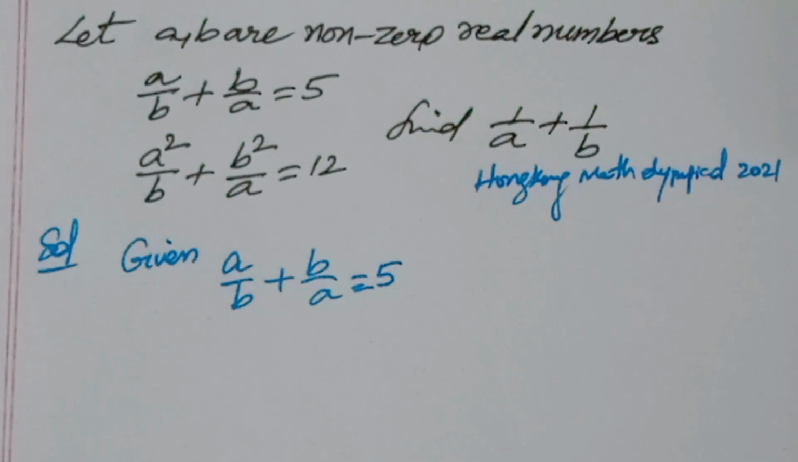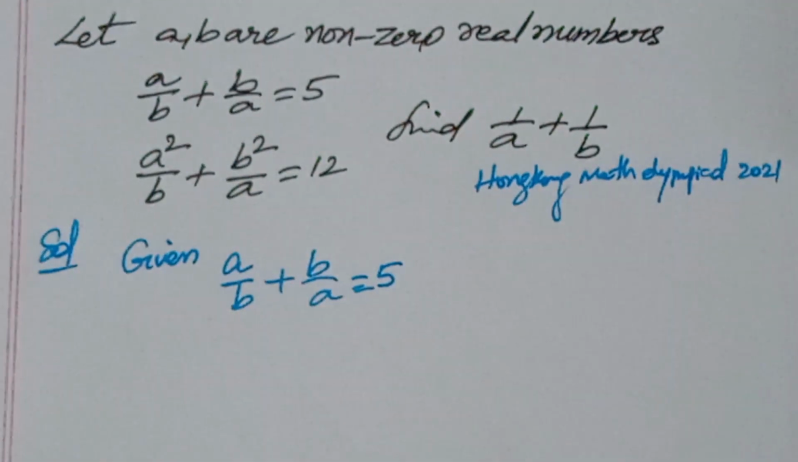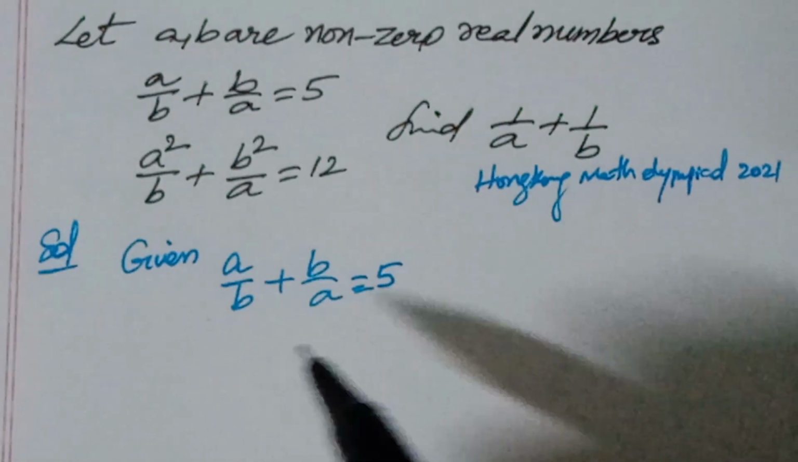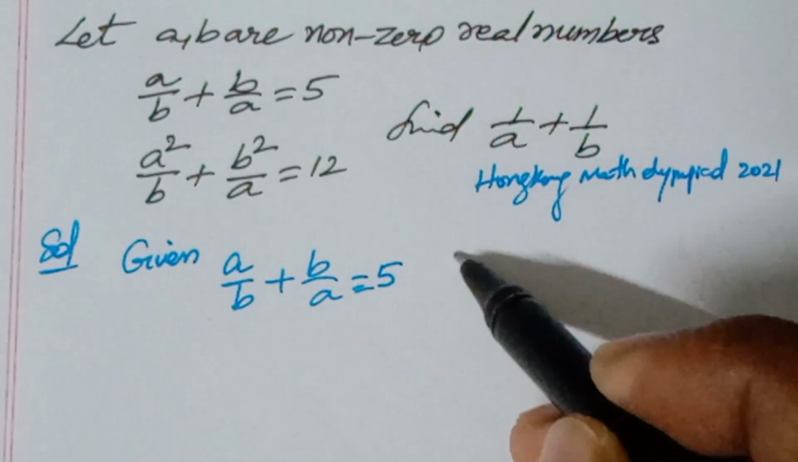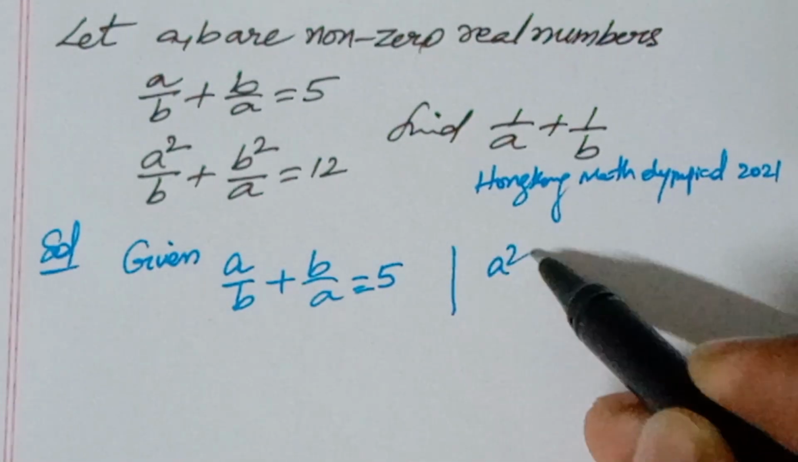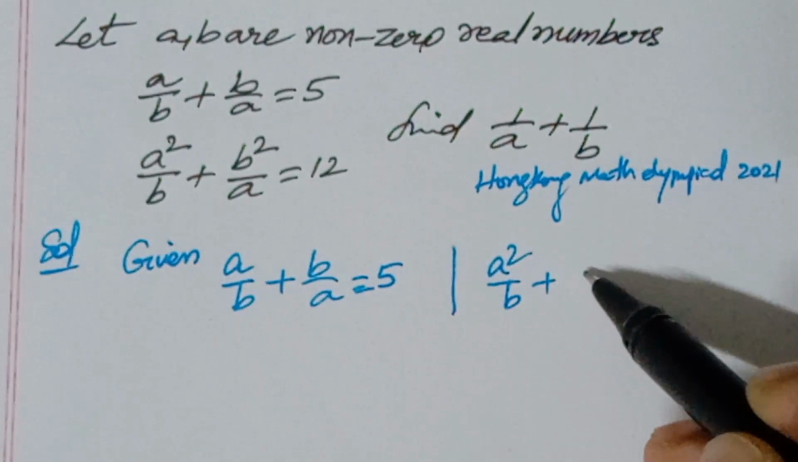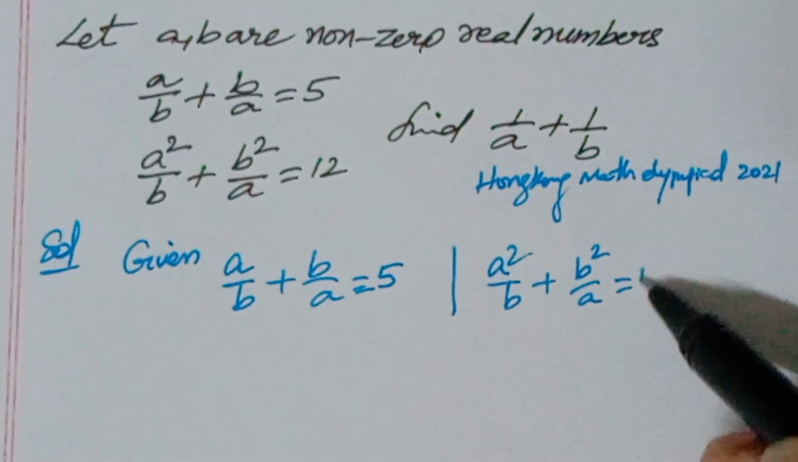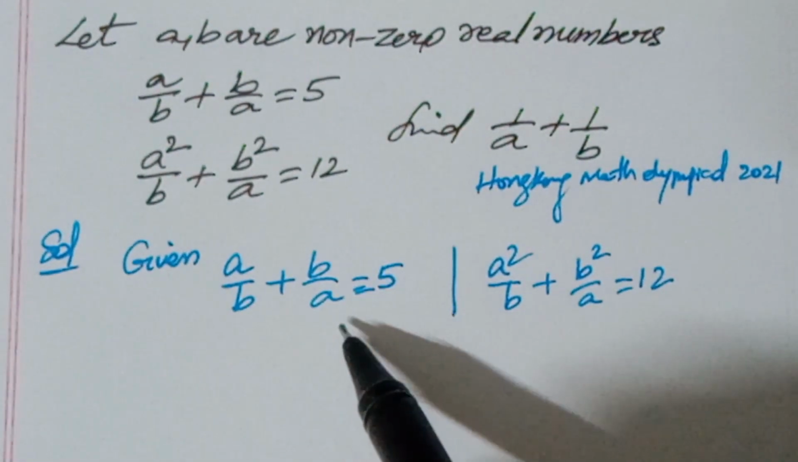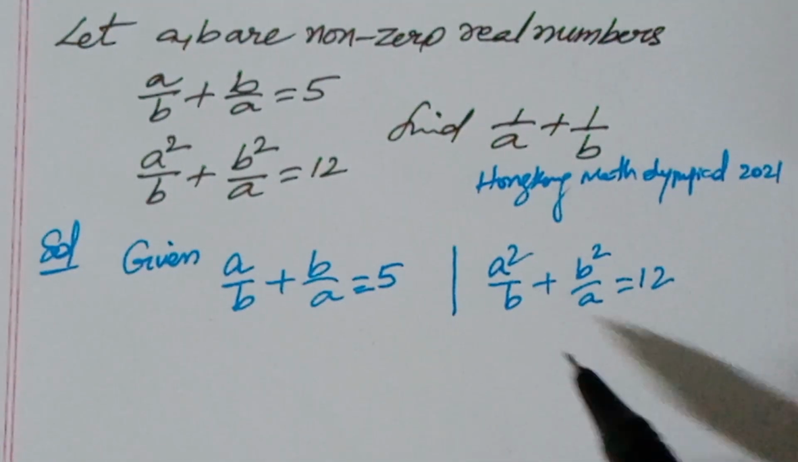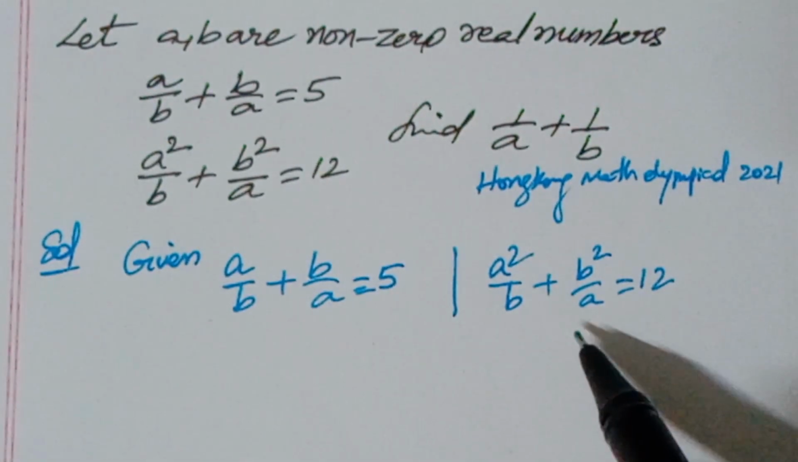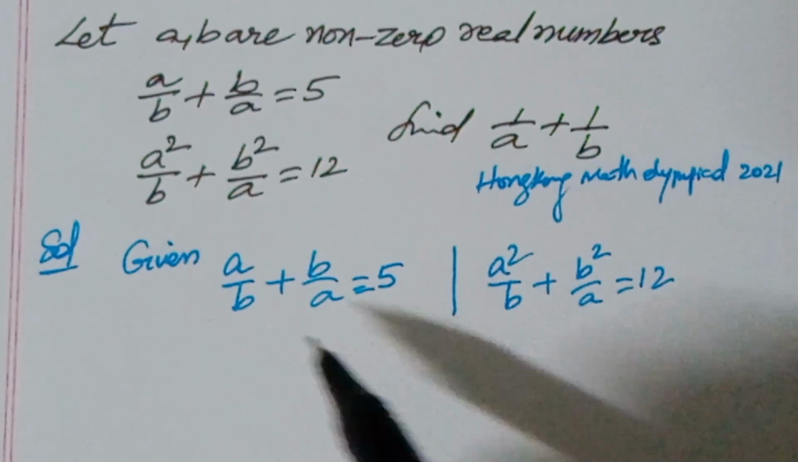So here some logic is there in this problem. Here we are having reciprocals, a by b and b by a, and here a square by b and b square by a. So how to find the value of 1 by a and 1 by b? First, you write the given equations. First one is a by b plus b by a is equal to 5. The second one is a square by b plus b square by a is equal to 12. Both the equations are having denominators, so first of all, you have to remove the denominator.